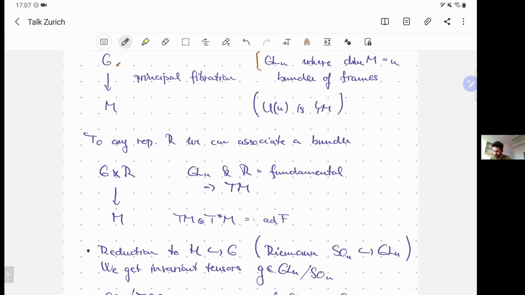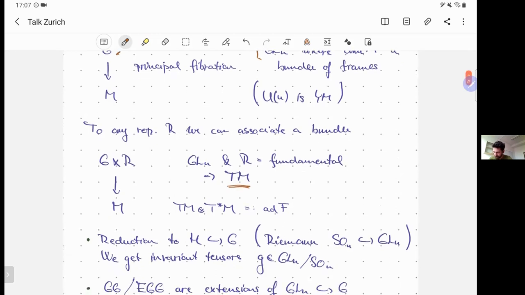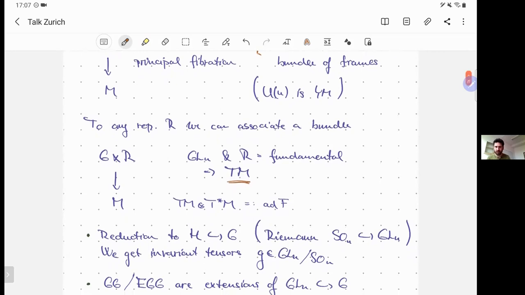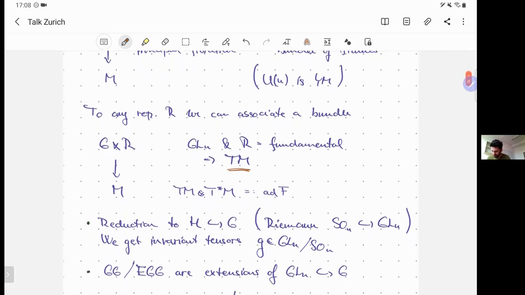So just, to give you the most natural example, if you choose fundamental for GLN, you get the tangent space over M. Or if you chose R times anti-fundamental, you would get this adjoint bundle, which will play a role later on. So I denote it by ad F. It's TM tensor T*M. And we can do various things. We can tensor representations and associate them and construct these new bundles. So it's a nice framework where we can see all the vector bundles as on an equal footing.